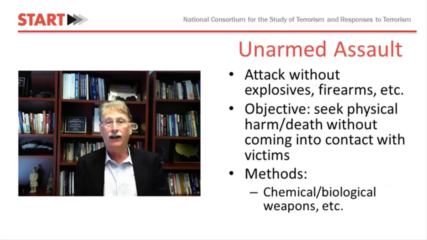As the name implies, an unarmed assault does not involve explosives, firearms, incendiary devices, or sharp objects. In most of the unarmed assaults in the GTD, perpetrators were seeking to cause physical harm or death without coming into contact with their victims. So in other words, these attacks often involve weapons like chemical weapons or biological weapons, could be food poison or anthrax. They often result actually in a lot more injuries than deaths.